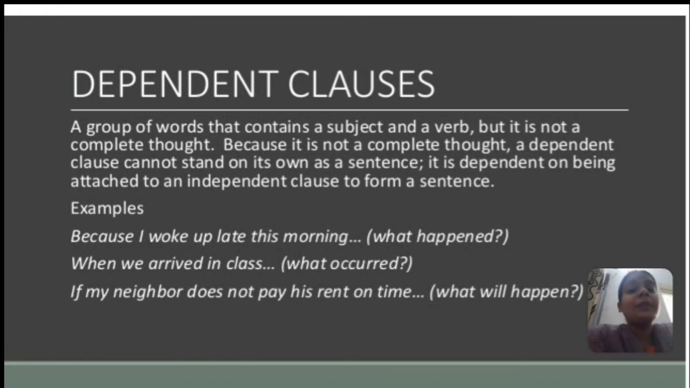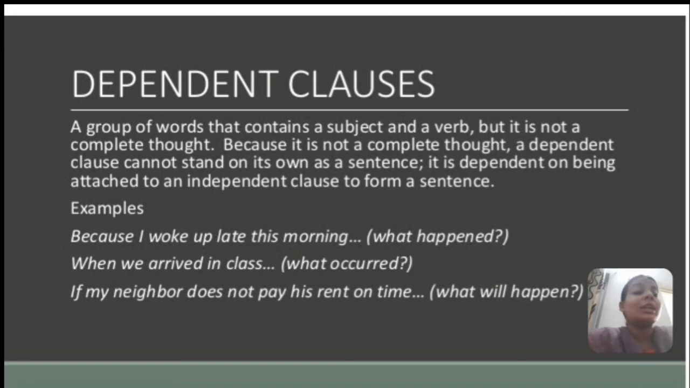When we arrived in class, then what happened? What occurred? Still we have not got the complete sense or complete meaning. So you can say that it is a dependent clause. If my neighbor does not pay his rent on time, then what will happen?